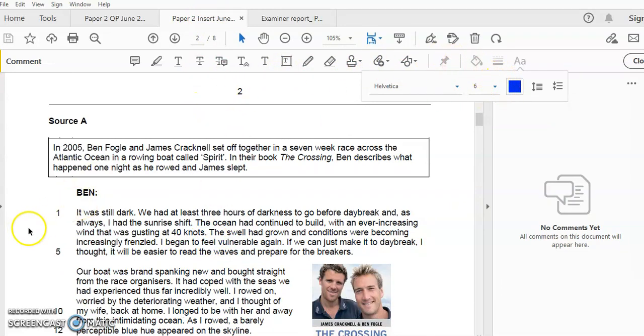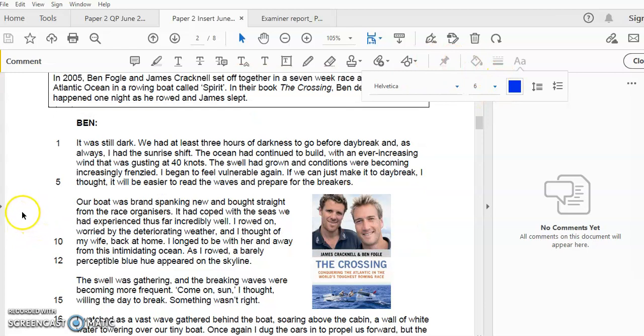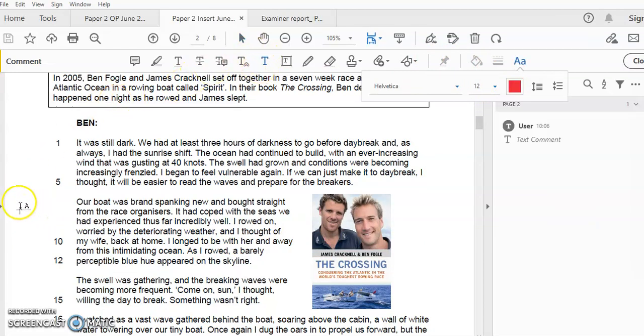You should be making notes in the margin. Okay, so the boat was brand spanking new, right? Instantly, that's something I want to note down. Just put a note in the margin to highlight.